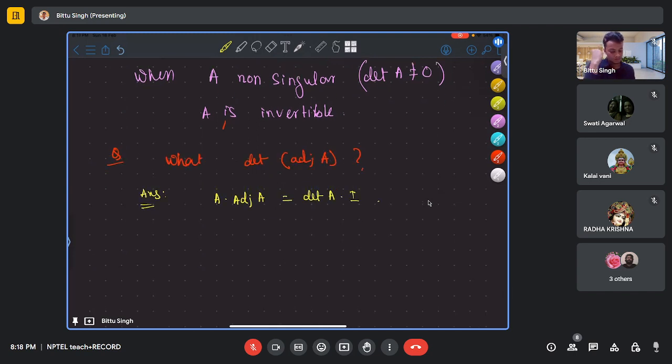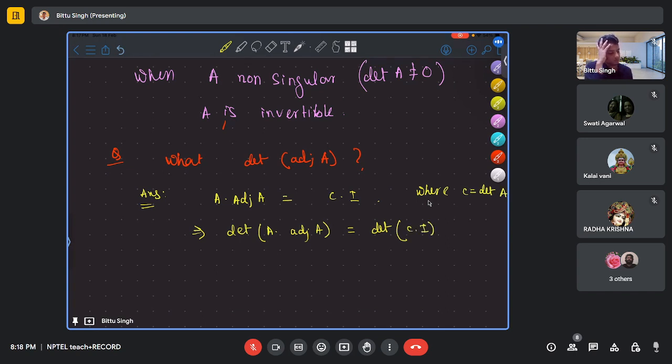Now apply determinant. This will give determinant of A times adjoint A. This is the same as determinant of, so instead of determinant A, just write C, where C equals determinant of A. So this is determinant of C times I.